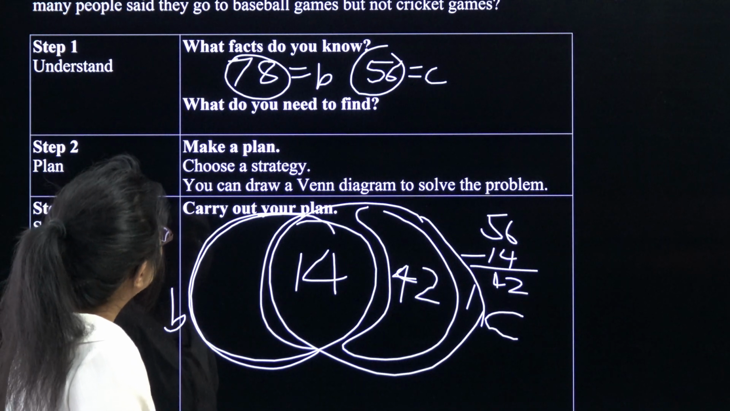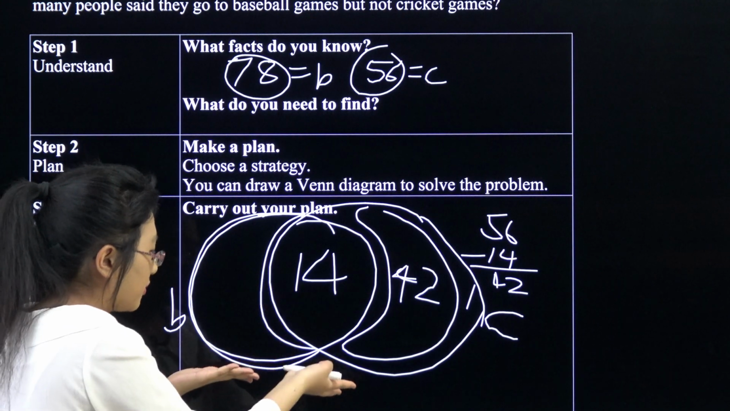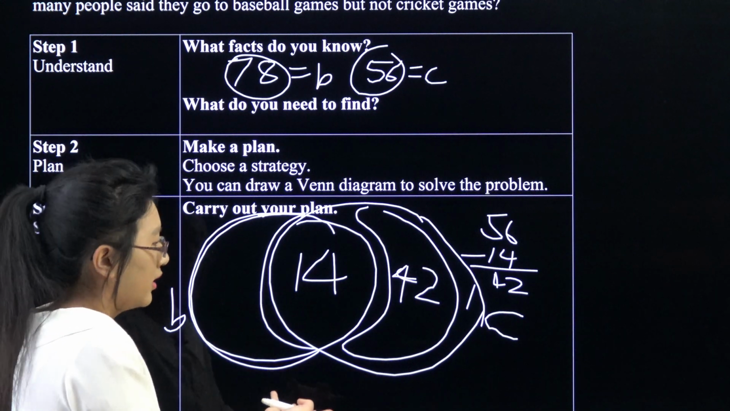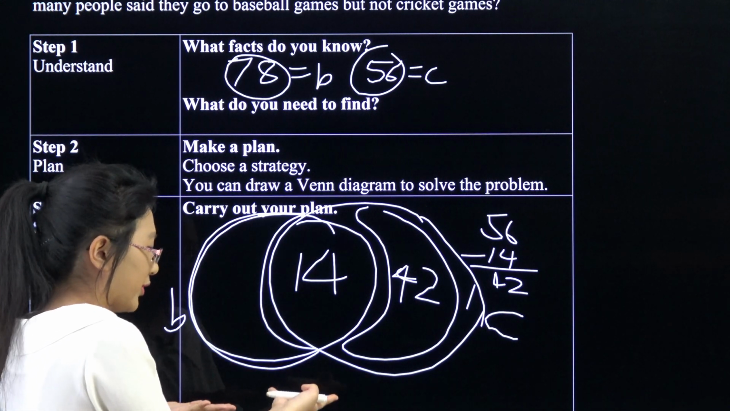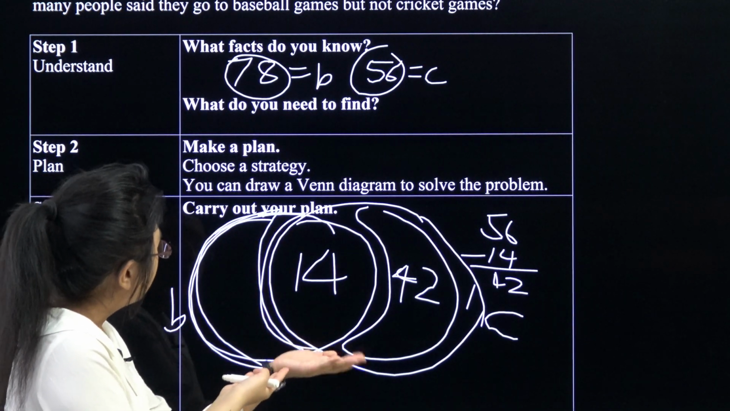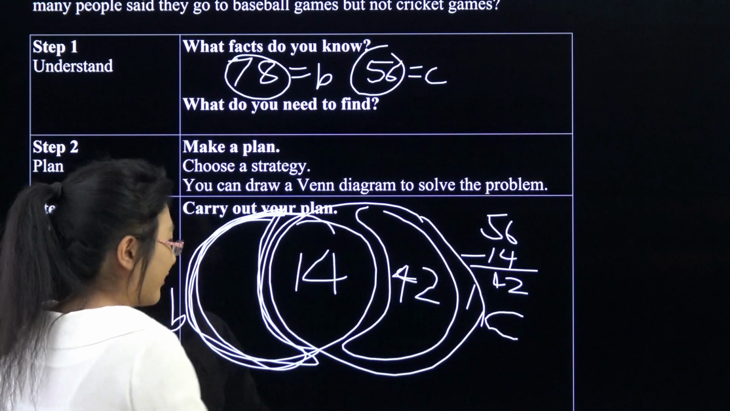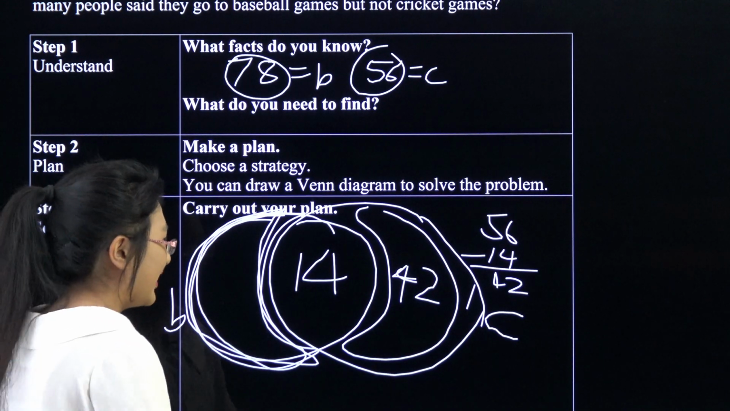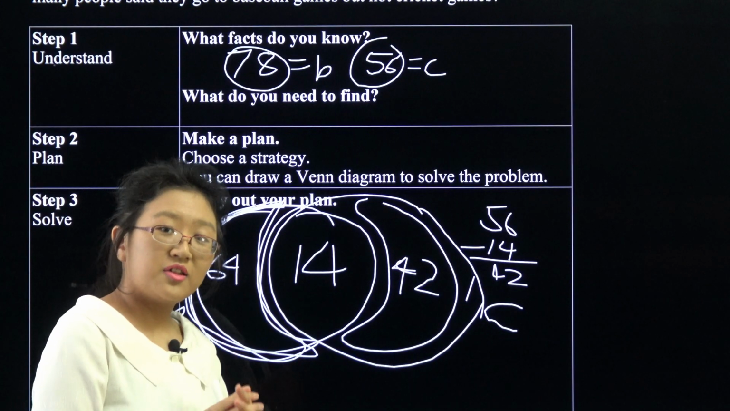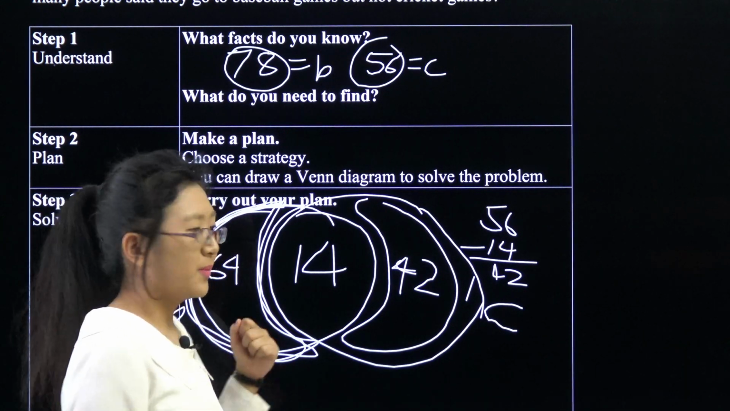So we know that people that go to baseball and cricket games plus people that only go to baseball games equals 78. So 14 plus people that only go to baseball games equals 78. Which means that people that only go to baseball games equals 78 minus 14, which is 64. That was a mouthful. So the answer to the question is 64 people say that they go to baseball games but not cricket games.